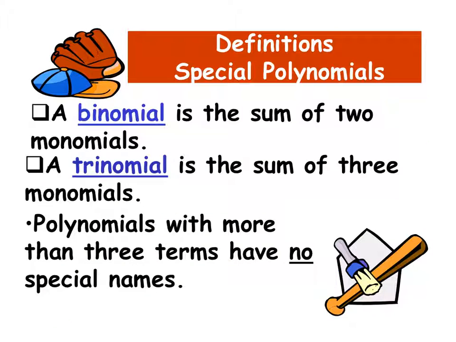Here's the definition of two special types of polynomials, a binomial and a trinomial. A binomial is the sum of two monomials, two terms, just like two wheels on a bicycle, and a trinomial is the sum of three terms, just like three wheels on a tricycle.